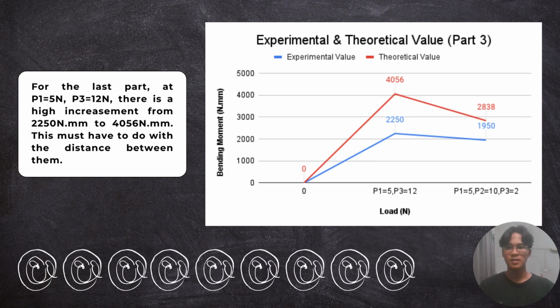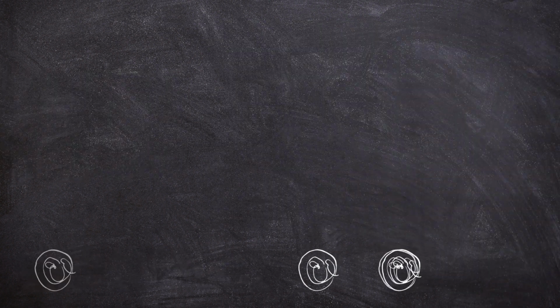As for the last part, which is part 3, at P1 equal to 5 Newton and P3 equal to 12 Newton, there is a high increase from 2,250 Newton millimeter to 4,056 Newton millimeter. This may have to do with the distance between them. However, it is proven that the relationship between the load and the bending moment can still be applied in these three parts, in which the theoretical value is directly proportional to the experimental value and the load.